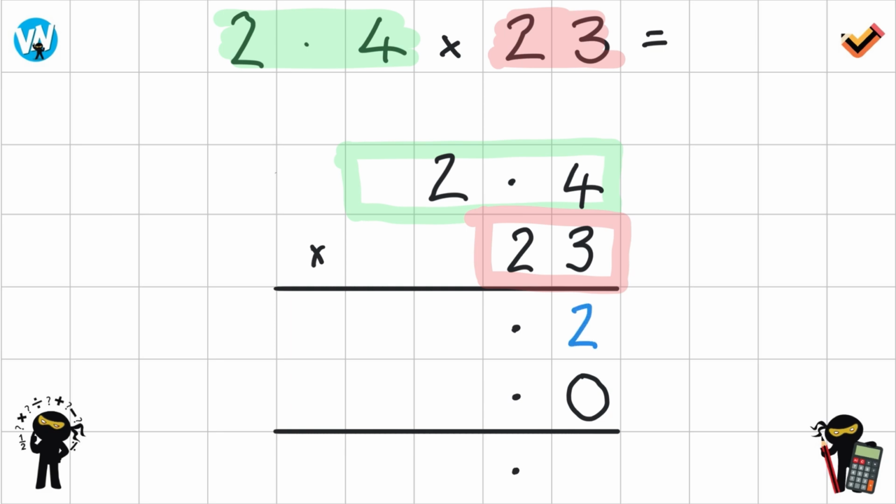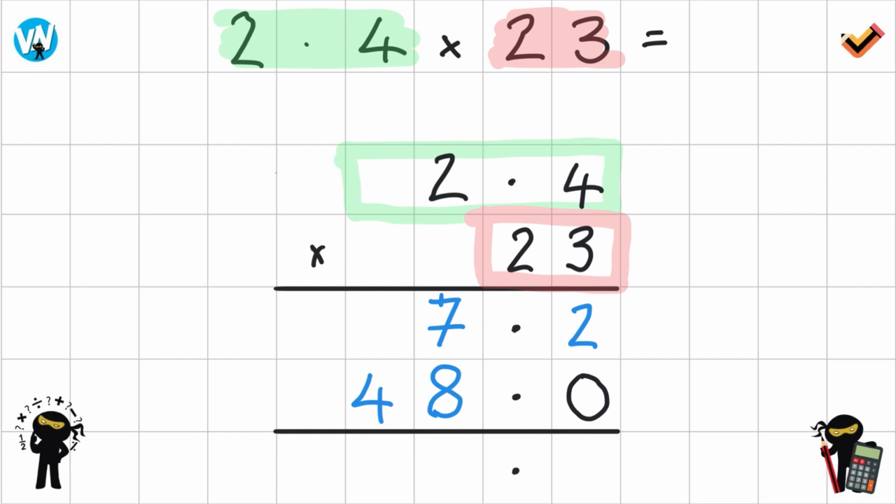3 times 4 is 12. So we put the 2 in, carry the 1. 3 times 2 is 6. Add the 1 is 7. Very simple. So we've got 7.2. We're then going to do 2.4 in this row. So 2 times 4 is 8. And then we're going to do 2 times 2, which is 4. So very, very simple. We can't really go wrong with these.